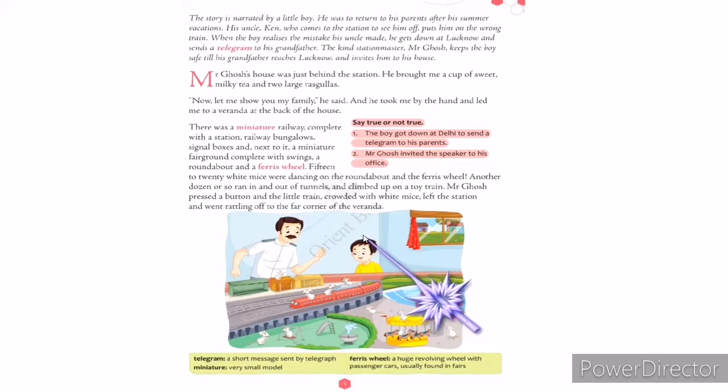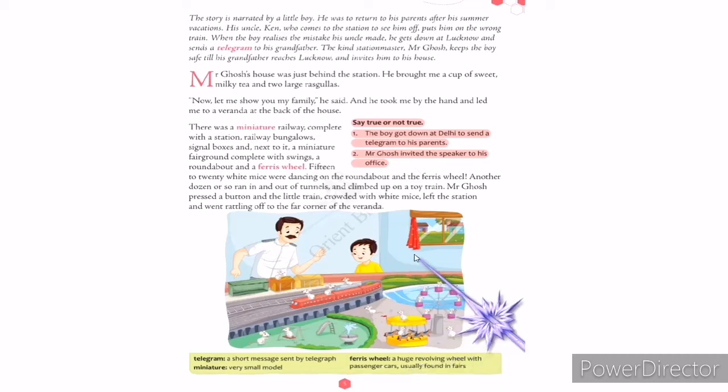So now what happened? Mr. Ghosh pressed a button there. So this little train, crowded with white mice, just left the station, rattling off. Rattling off means it is going very rapidly, at great speed. You know how trains move. So at that speed it is moving off to the far corner of the veranda. Veranda means it's a long space, so it is going from one end to the other corner of the veranda.